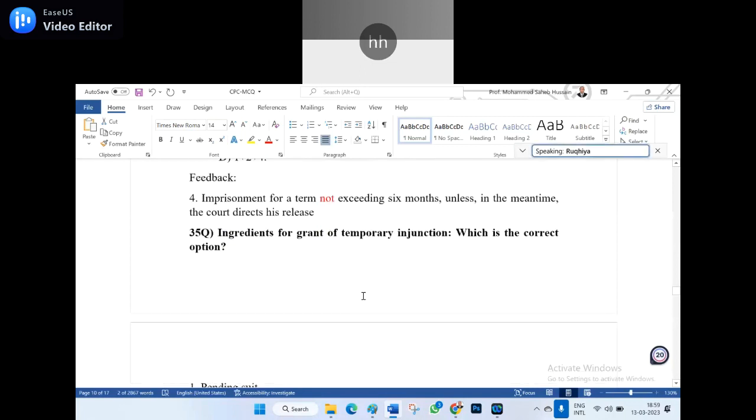Okay, 35th question. Ingredients for grant of temporary injunction. Which is the correct option?